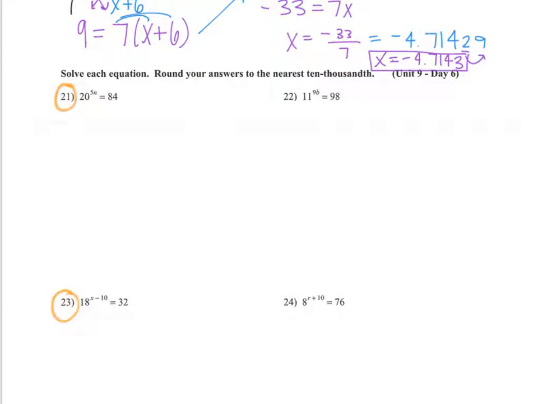It says, solve each equation and round your answers to the nearest 10,000th. So for everything that we've seen so far, we've at least seen the word log once. But in these problems, there's no word log. So what you do to both sides is put the word log in there. We call it logging both sides.